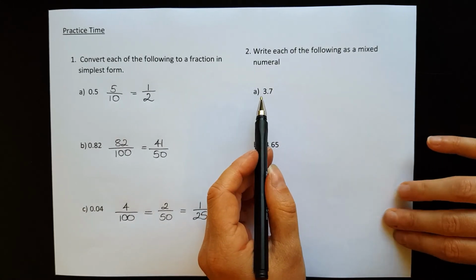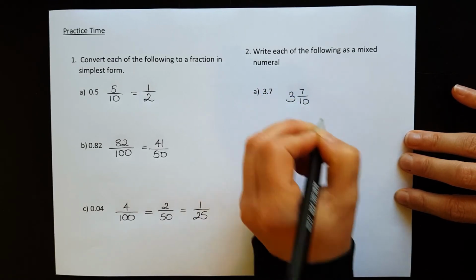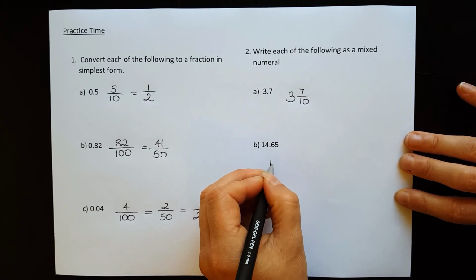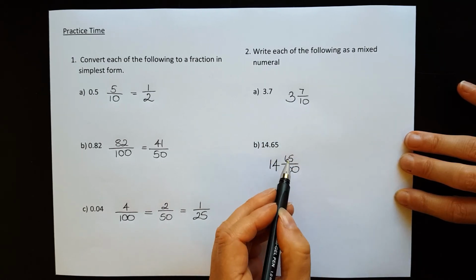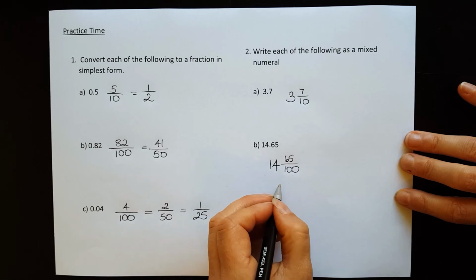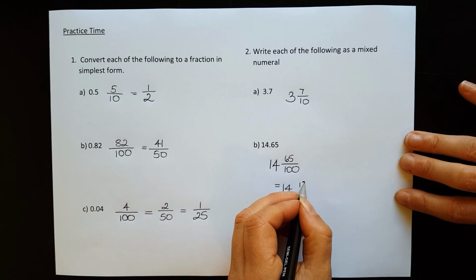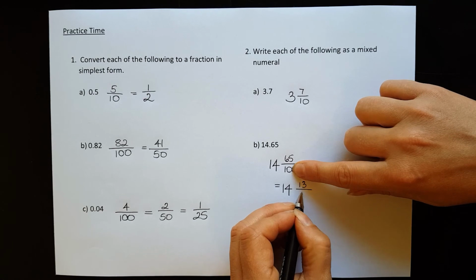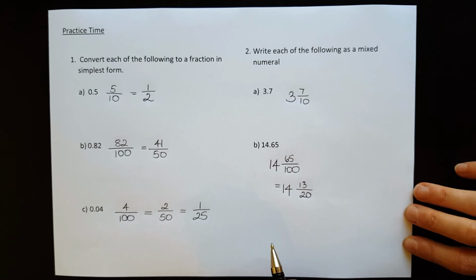Question 2, writing as a mixed numeral, the 3 will be at the front, 7 over 10, and that can't be simplified, so that's all for that one. And for B, 14 is at the front, 65 over 100. They can both be divided by 5. So 65 divided by 5 is 13, and 100 divided by 5, remember our trick with covering the 0, would give me a 2 for that, and then put the 0 on, so 13 over 20 would be the most simplified answer.